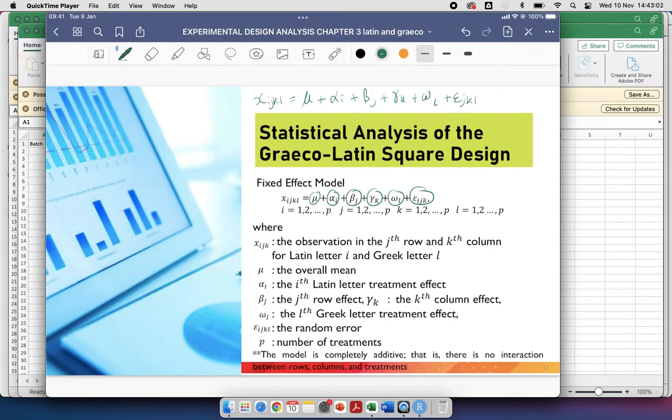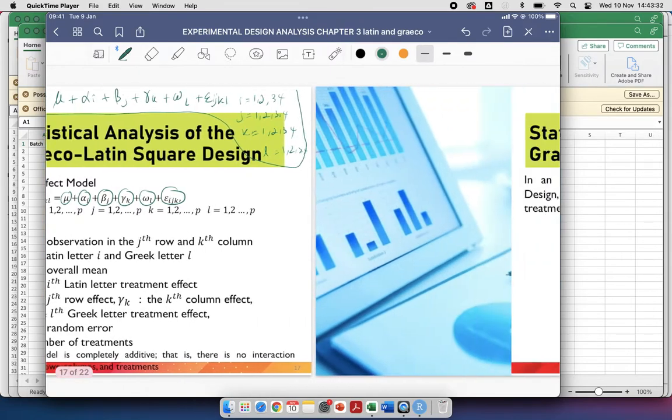where your I is equals to 1 to up to number of treatment. We have 4 treatment just now, A, B, C, D. So, 1, 2, 3, 4. Okay, J pun sama. 1, 2, 3, 4. K pun sama. 1, 2, 3, 4. L pun sama. 1, 2, 3, 4. Macam tu. So, these are the model. Kita boleh gunalah model adequacy checking nanti untuk kita check kita punya model is correct or not, adequate or not.